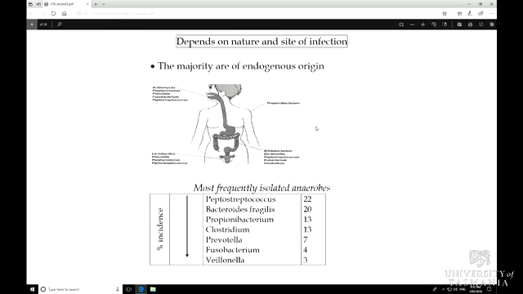Propionibacterium, commonly reported, but hardly ever a pathogen. Most commonly, it's reported as a contaminant. And then Clostridium, and most of those to be perfringens. And then it drops right off below that into Prevotella, Porphyromonas, and Fusobacterium. So as long as you're okay with the top 4 of those, you're laughing.